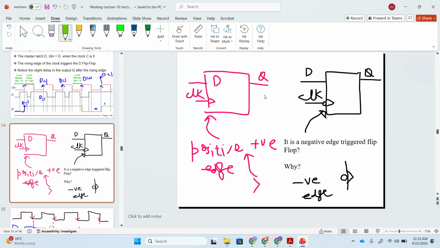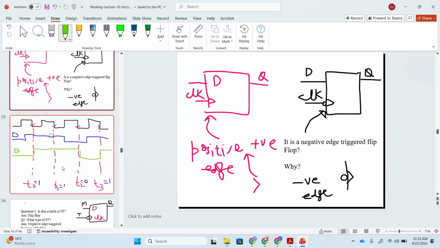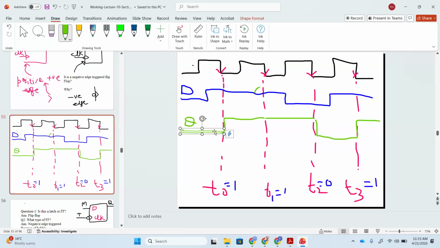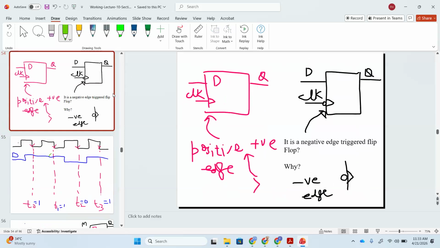So now we have the red one, which is the positive edge trigger flip-flop, and the black one, which is the negative edge trigger flip-flop. How will the negative edge trigger flip-flop work? Please remember, now we have a decision point at the falling edge, not the rising edge. This is the negative edge trigger flip-flop. So now what are we going to do?